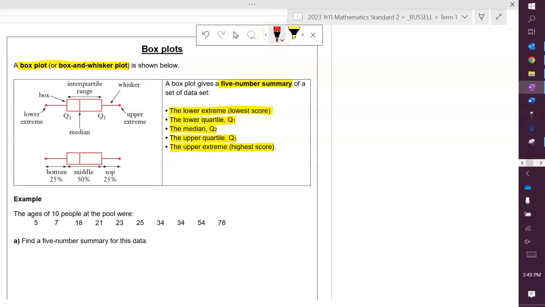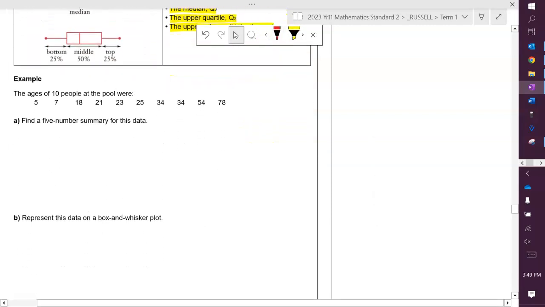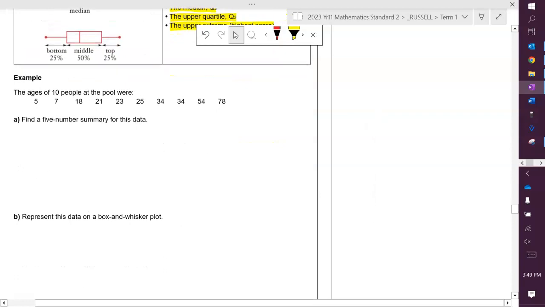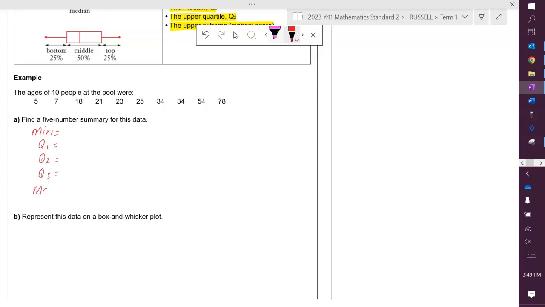So the ages of 10 people at the pool are below. We need to find the 5-number summary. So our minimum score, our Q1, Q2, Q3, and our maximum. Our minimum score, very easy, is 5. Our maximum, 78.